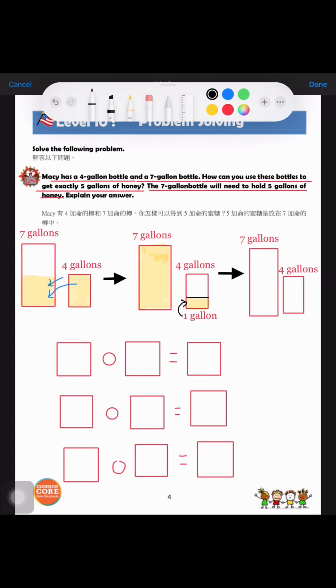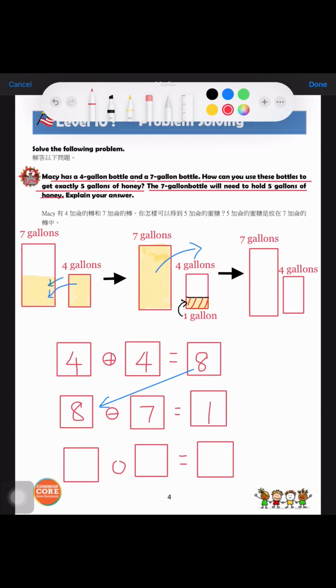So here we can write down the math equation. We pour 2 4 gallons into the 7 gallons. So we have 4 plus 4 equals to 8. But 8 gallons is too much. Therefore, 8 gallons minus 7 gallons equals to 1 gallon, which is the honey still inside the 4 gallons bottle.